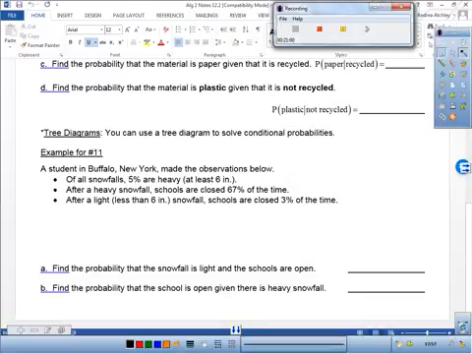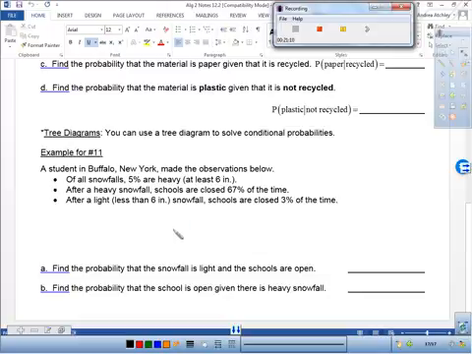Very good. A student in Buffalo, New York made the observation below. Of all snowfalls, 5% are heavy. After a heavy snowfall, schools are closed 67% of the time, and after a light snowfall, schools are closed 3% of the time. Okay.